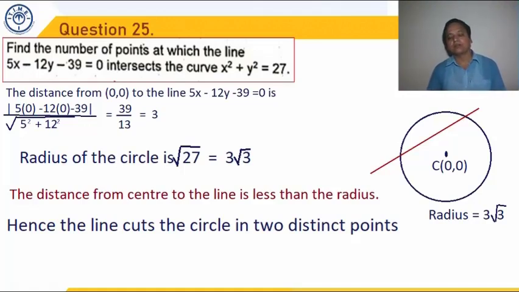This is also a way to find the number of points. If the radius comes out equal to the distance from the center to this line, then this line becomes a tangent and touches at one point. If the distance is more than the radius, then this line is not touching or cutting the circle. I hope this is clear.